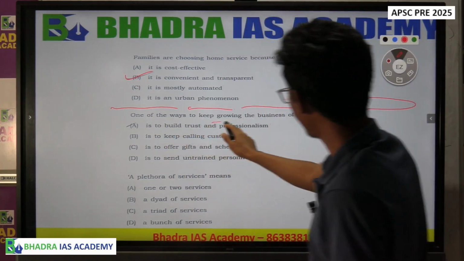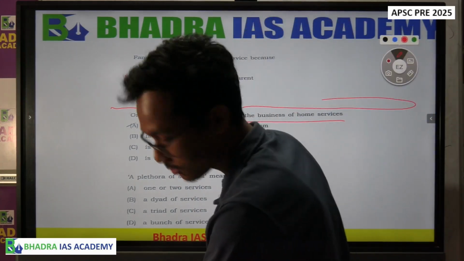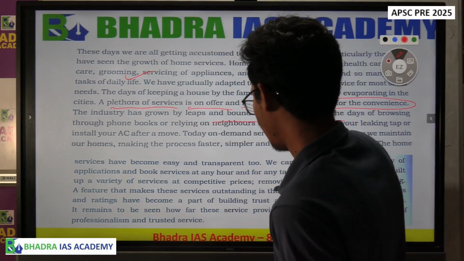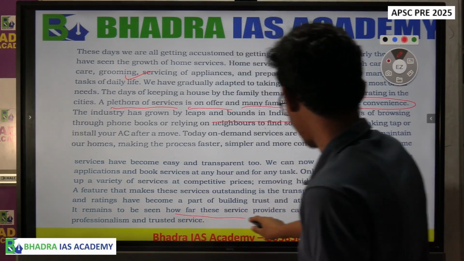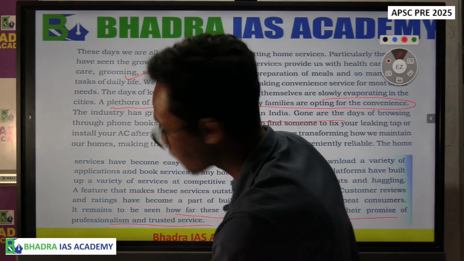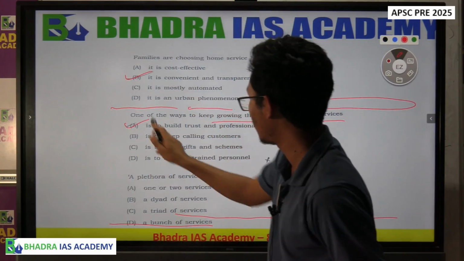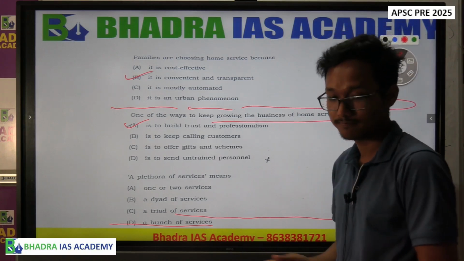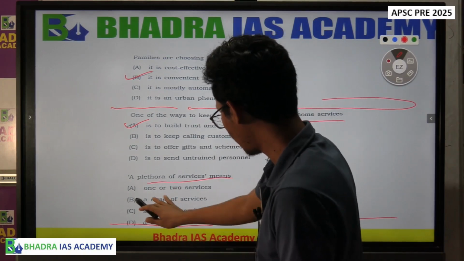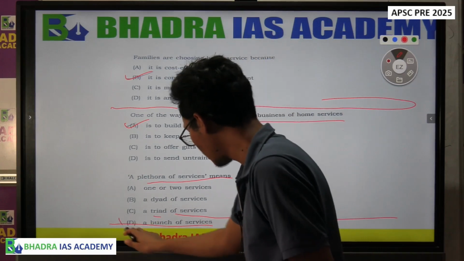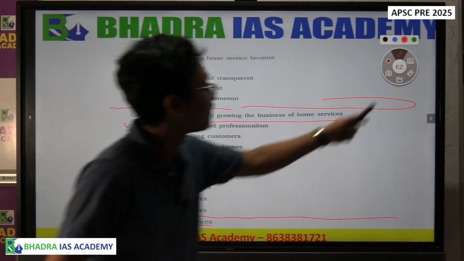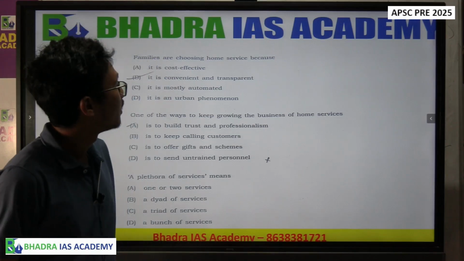One of the ways to keep growing the business of the home services. Here answer to yate dise. Yes. So how far these service providers can execute their promise of professionalism and trusted service. So here answer to all this is to build trust and professionalism. And the plethora of services means one or two services nohoy, diet man duta nohoy, triad man tinta nohoy. This is a bunch of services, kebatao service. Okay, so these are the questions in reading comprehension.